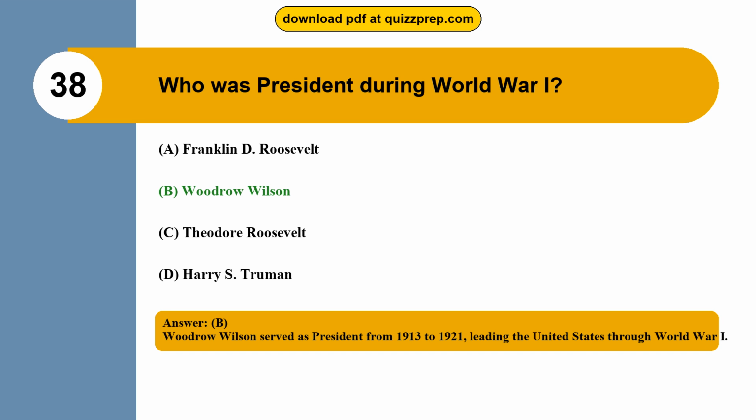Woodrow Wilson served as president from 1913 to 1921, leading the United States through World War I.